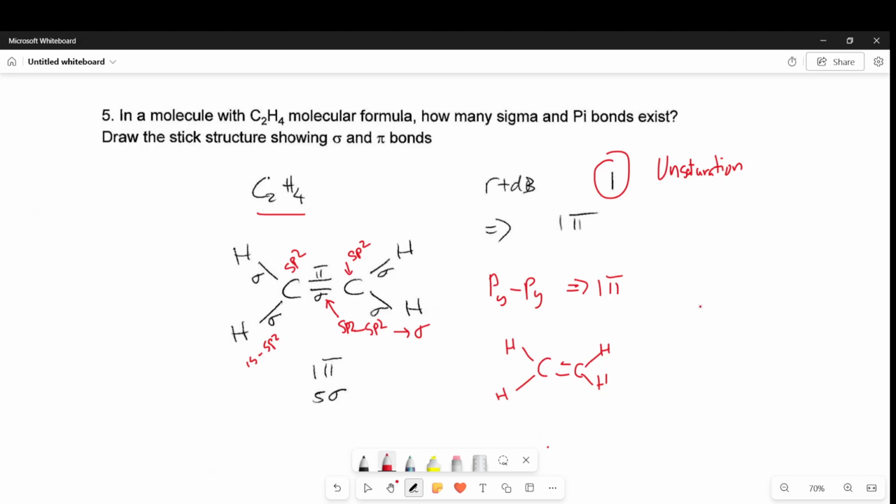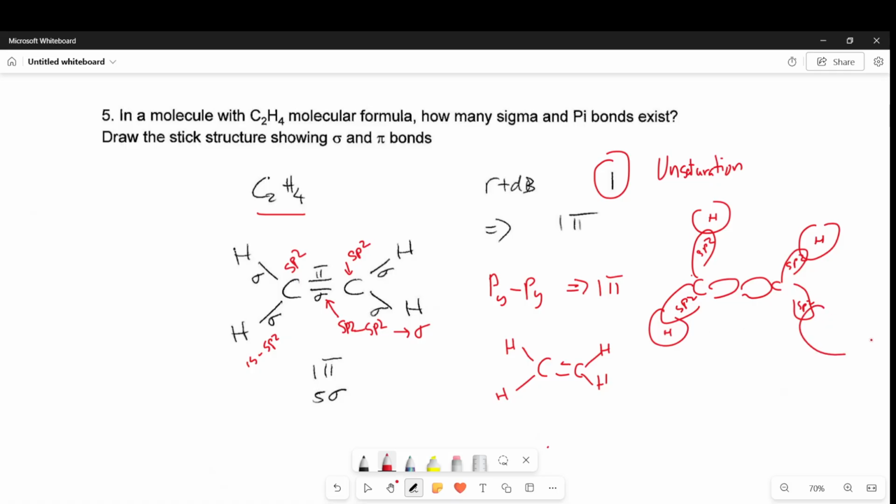And if you were to draw just the orbitals, they look like this. This is sp2, sp2. This is carbon. This is sp2, this is sp2, this is sp2. These are sp2 hybrid orbitals. And these are the hydrogens right there.